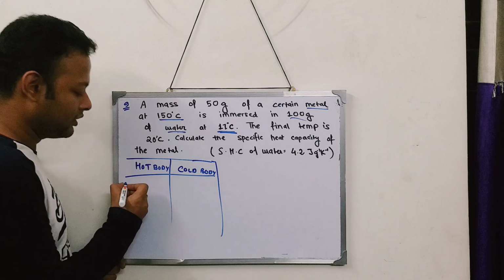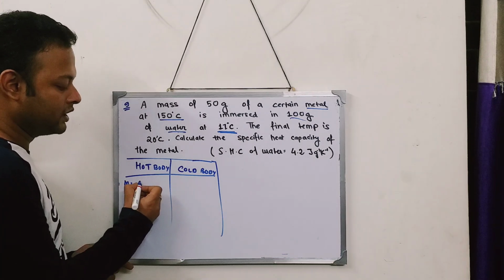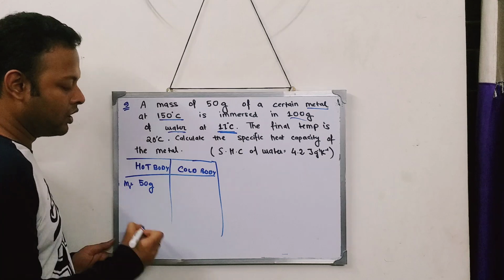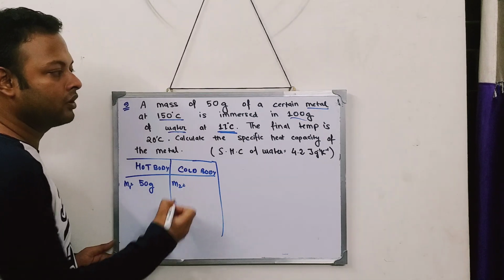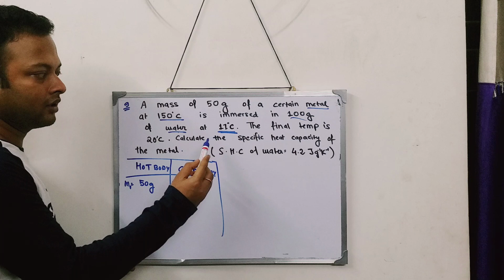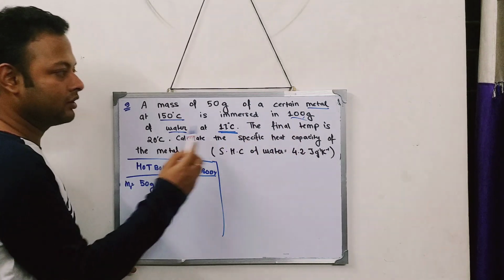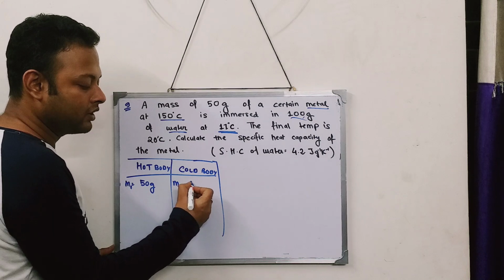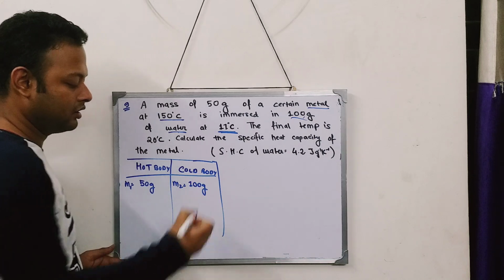Now look at the masses. What are the masses given? The mass of the hot body is given as 50 gram. I'll consider this as M1. And the mass of the cold body, which is the water, is given as 100 grams. Given 100 gram of water at 11 degrees centigrade. So mass of the cold body is given as 100 gram.